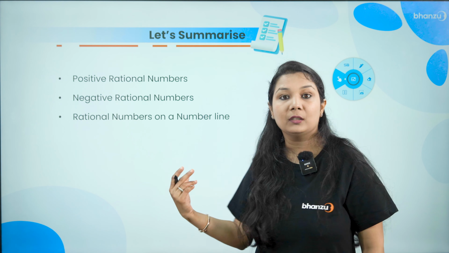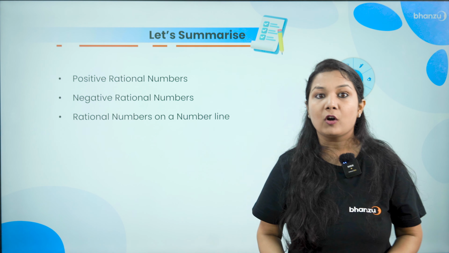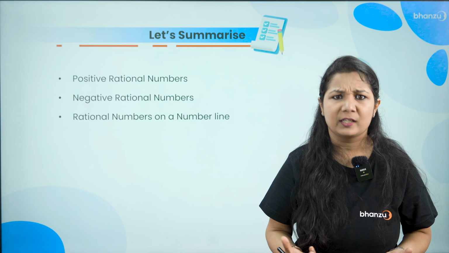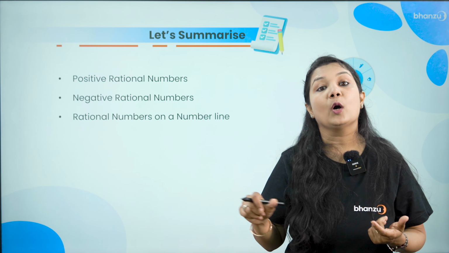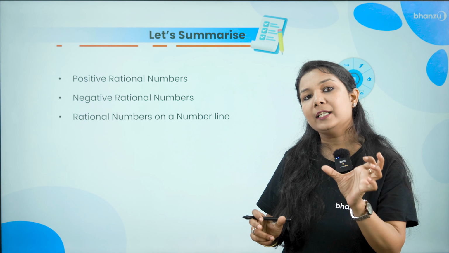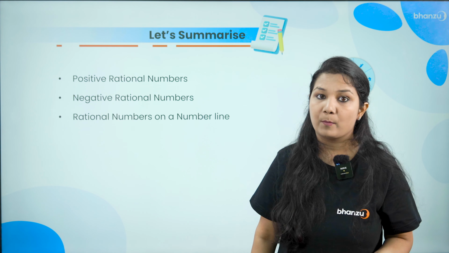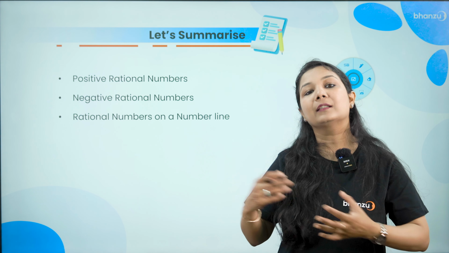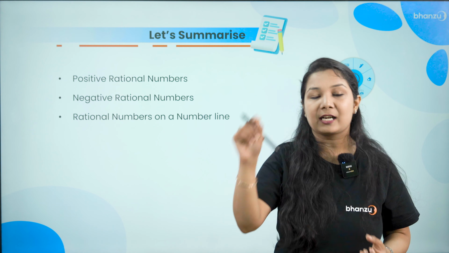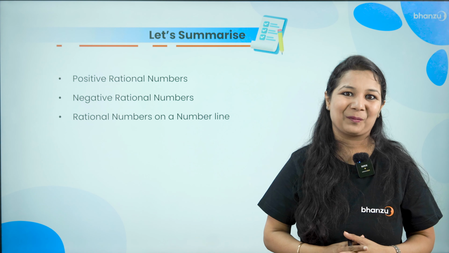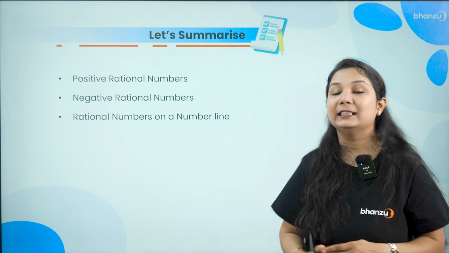And rational numbers on the number line, there are few steps to be followed. The first one is check whether the numerator or denominator, whichever is greater. Then check the denominator and divide those integers into these many parts according to the denominator's number. And last, mark the numbers and mark the given rational number on the number line which you were supposed to represent. So this is how we solve these.